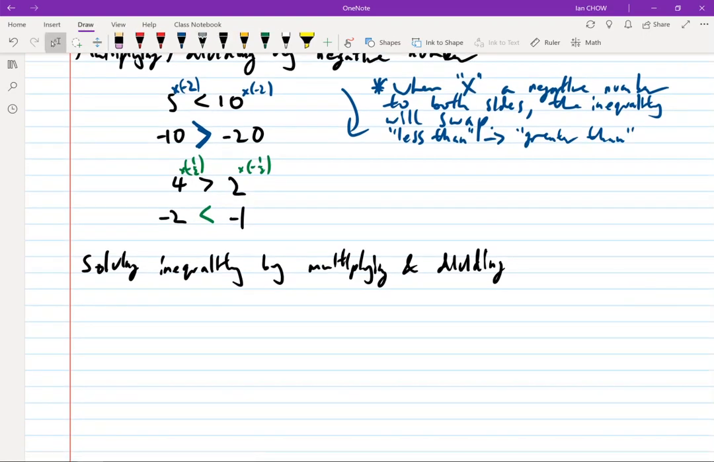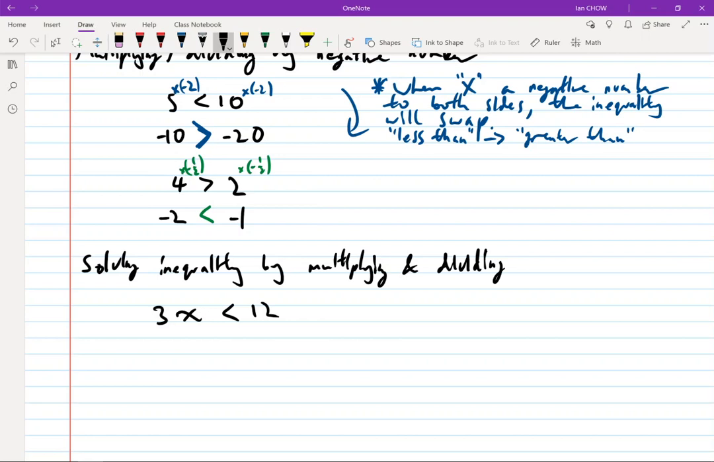So let's say we have an example. 3x is less than 12. We know that 3 times x is less than 12. So if we're going to substitute any number, let me put in x is equal to 4 and just test it out. 3 times 4 is 12. Is 12 less than 12? No, 12 is not less than 12. 12 is equal to 12. And so 4 does not work.